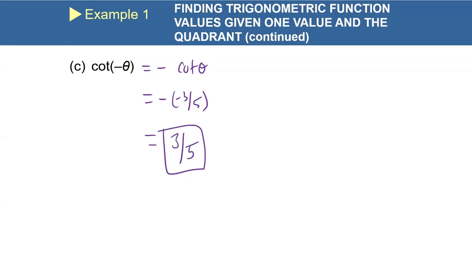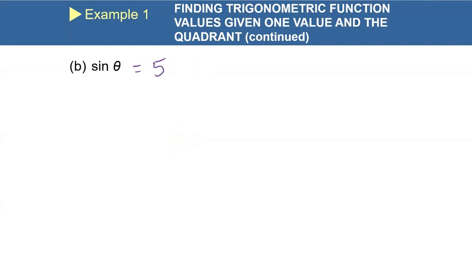Okay, so we used the even and odd identity. Just showing you how an even and odd identity can be applied. If I ask you for the cotangent of negative theta, that equals negative cotangent theta. Do we know the value of cotangent theta? Yes. So we substitute it in, we simplify, and we end up with 3/5. For B, oh, B was 5.